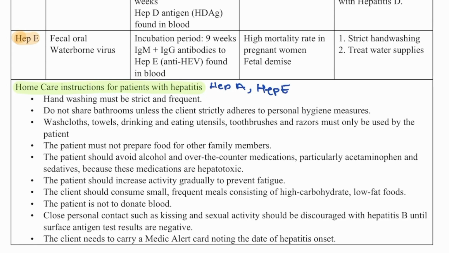For all types of hepatitis, patients should avoid alcohol and over-the-counter medications, particularly Tylenol and sedatives, because they're hepatotoxic. The patient should increase activity gradually to prevent fatigue. The patient should consume small, frequent meals consisting of high carb, low-fat foods. The patient cannot donate blood. Close personal contact such as kissing and sexual activity should be discouraged with hepatitis B until surface antigen tests are negative. And the client should carry a medical alert card noting the date of the hepatitis onset.